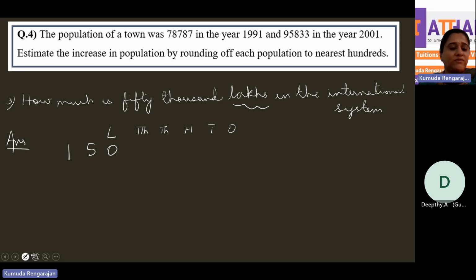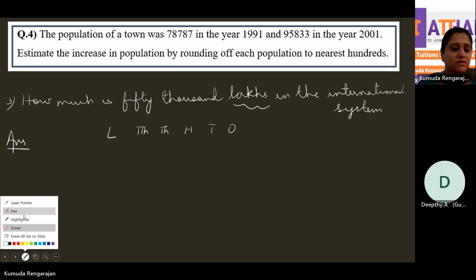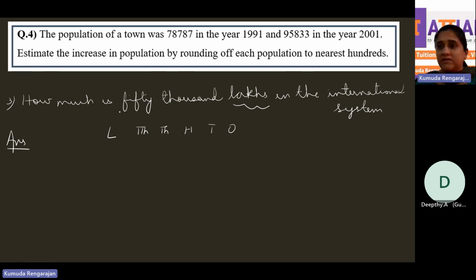This is the number. So how will you write 50 lakhs? 50,000 lakhs. Yeah, so correct. So after lakhs is 10 lakhs, right? Yeah, 10 lakhs. Now tell me. 50. You should write 50,000 in the lakhs place.